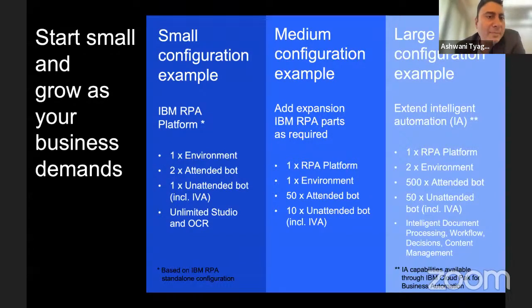You can start very small with our product. If you wanted to go with a simple IBM RPA platform, you will get an environment, you will get attended bots, you will get unattended bots, and then unlimited developers can perform their bot development activities. Likewise, we have a medium configuration and then a large configuration. So it's a very lean entry. If you have a very small use case, you can use it. If you have a complex use case, we have an end-to-end platform for you.